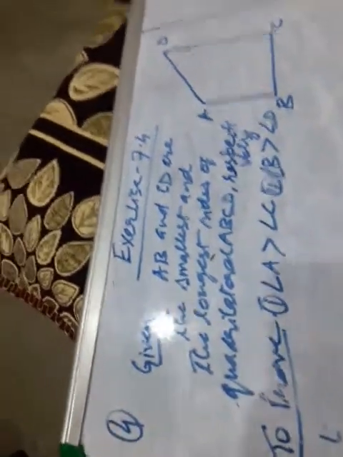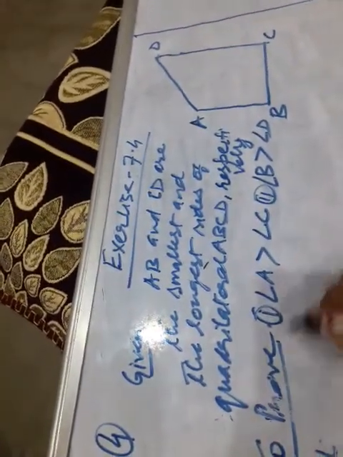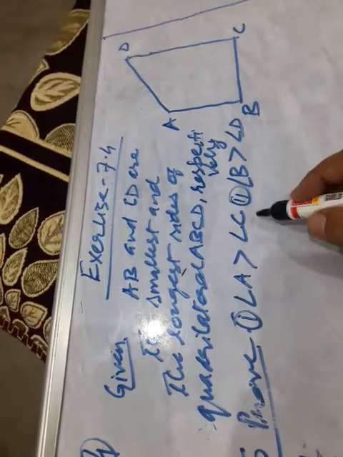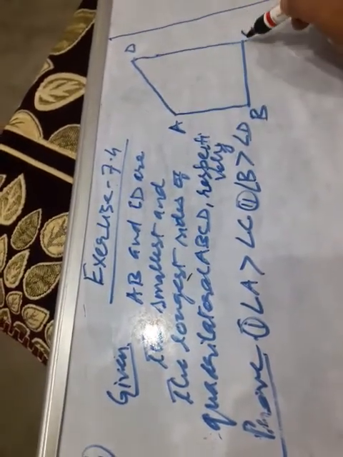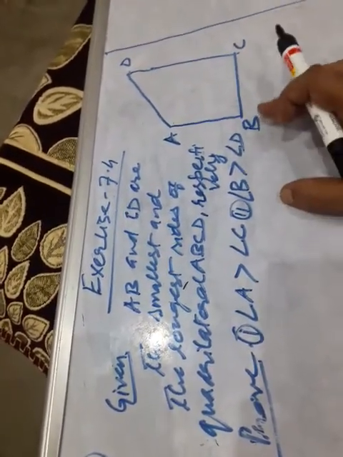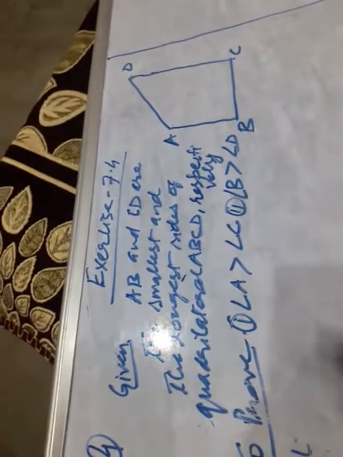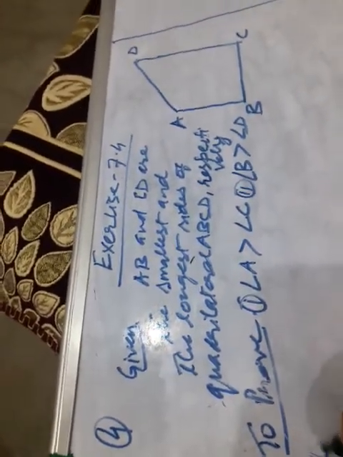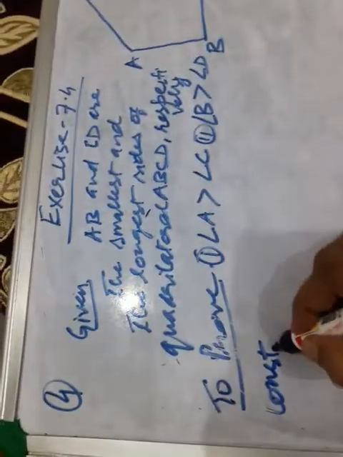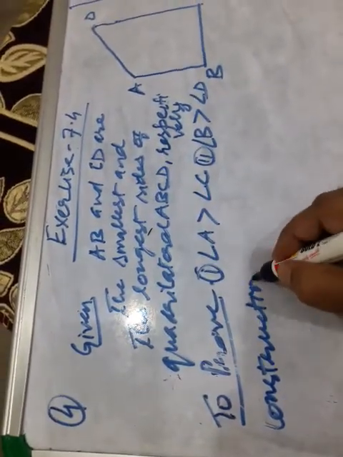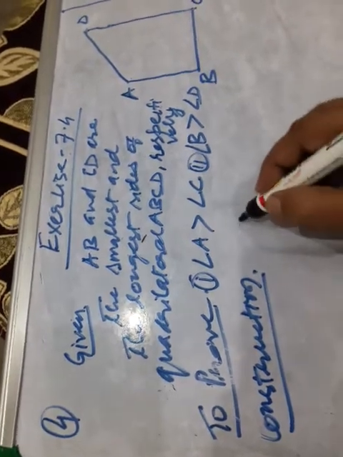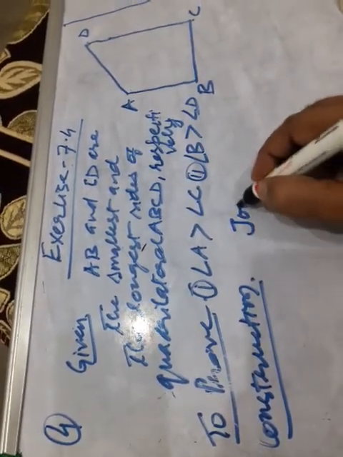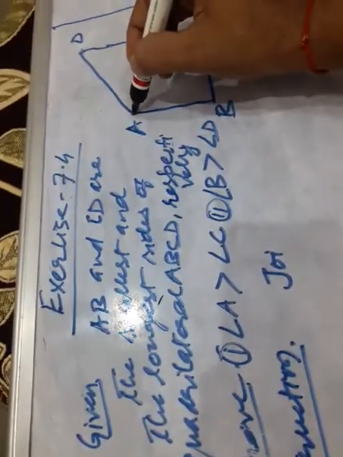You have to prove that angle A is greater than angle C and angle B is greater than angle D. Okay, children. Now for this some construction is needed. What construction is there? Write down. Construction: join AC.